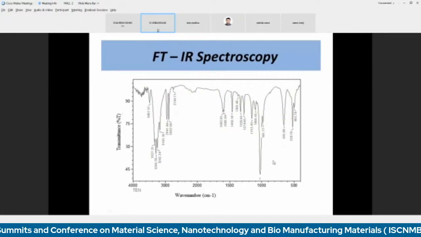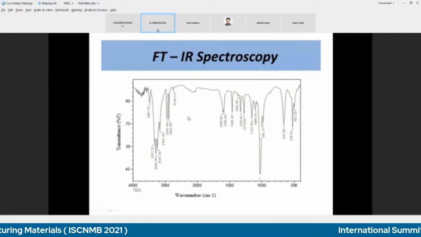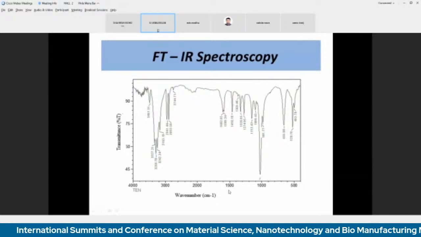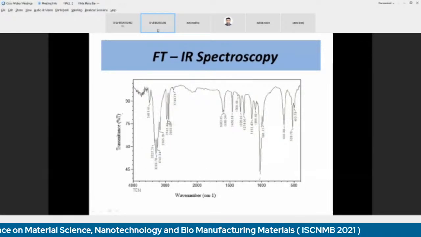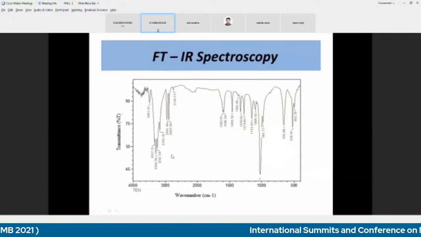Next, I am going to say something about FTIR spectroscopy. This is my FTIR spectra of the grown crystal. This FTIR spectra we can classify into two parts. From left to right, 500 to 1500 represents the fingerprint region, and 1500 to 4000 represents the functional group region. Not only this FTIR spectra, if you go through any literature survey, FTIR spectra are classified into two types, that is fingerprint region and functional group region.